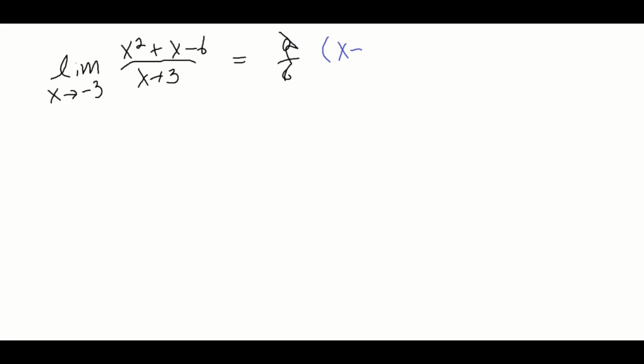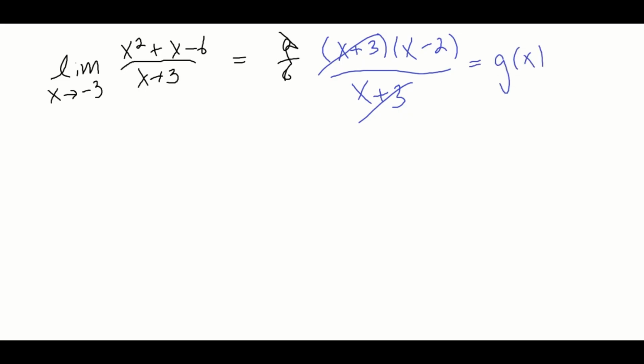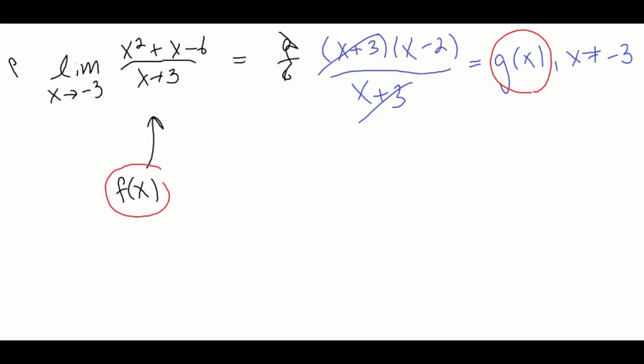So we're going to get x plus 3. We know that's going to be one of the factors. And the other one has to be x minus 2. Because the difference has to be 1, and the product has to be negative 6. Now we can get rid of the x plus 3's, and we have our function, g of x, which agrees at all points with f of x, except for at x equals negative 3. Let's say this is f of x. f of x and g of x agree everywhere except for at x equals negative 3.